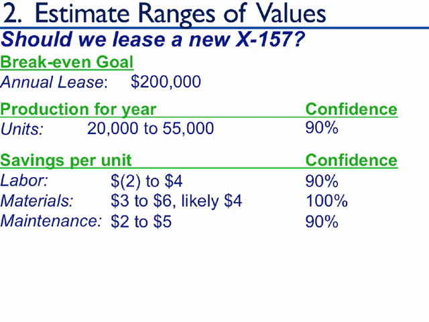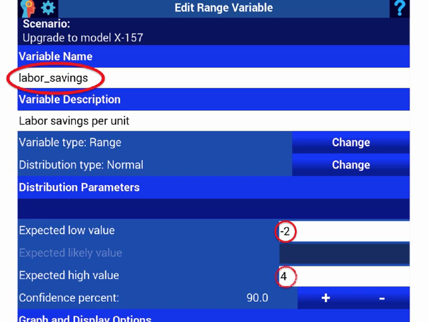And because it won't break down as much, we estimate the maintenance savings to be between $2 and $5 per unit. Each one of these is entered as a variable in Desdi. Let's enter the labor variable. We expected labor savings to range anywhere from costing us an extra $2 to saving us $4.